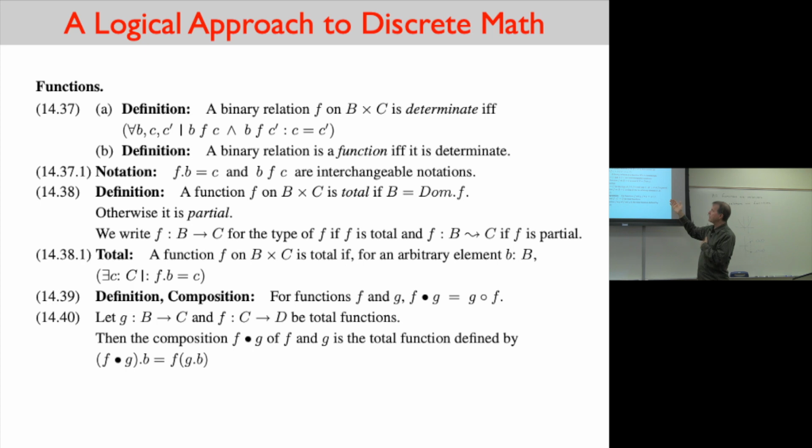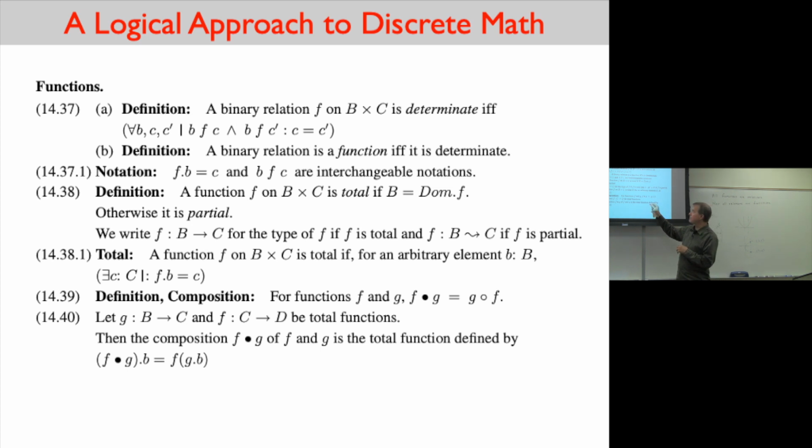It says a binary relation f on B cross C is determinate if and only if, now what do we have? For all what? B, C, and C prime. Three things, B, C, and C prime. Now f is a relation, but f is going to stand for a function because it's going to be a relation that's determinate. It's the same f, just like rho. It's a set of ordered pairs, right? Because it's a relation, so it's a set of ordered pairs.